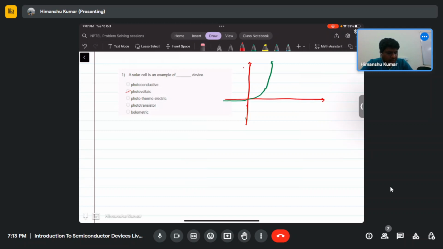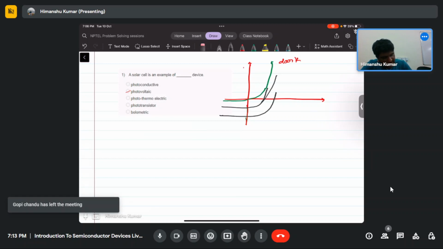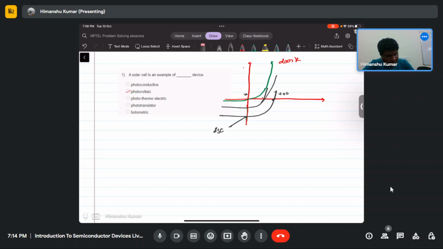Okay. So these are the dark characteristics, right? Now as you put light, this whole curve will get shifted downward. As you put more and more light, whatever intersects at zero bias voltage is your short circuit current, and whatever intersects at zero current is your open circuit voltage, right? This is the open circuit voltage.